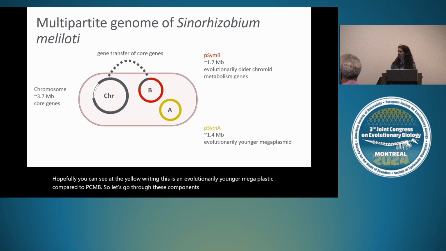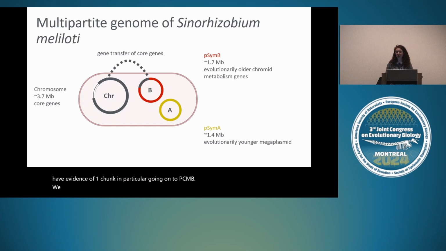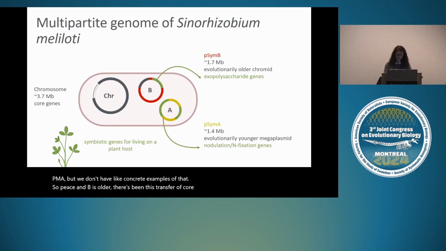Over time, there's been gene transfer of some core genes from the chromosome to pSymB. We have evidence of one chunk in particular going onto pSymB. We expect that there could still be some gene transfer between the chromosome and pSymA, but we don't have concrete examples of that. So pSymB is older. There's been this transfer of core genes.